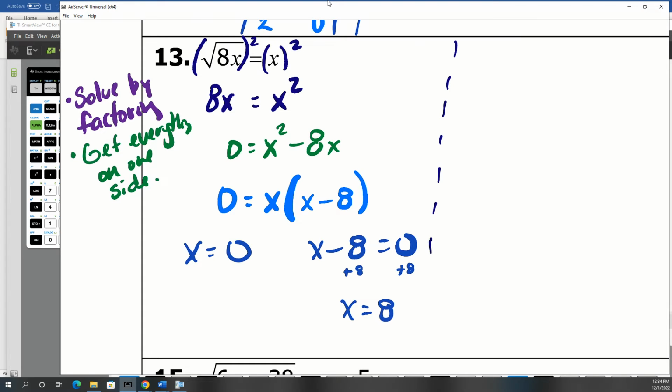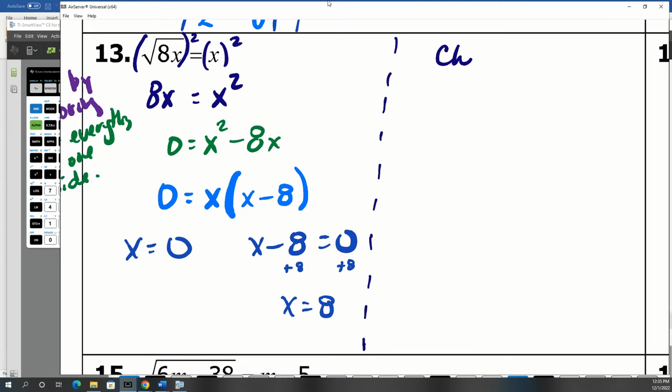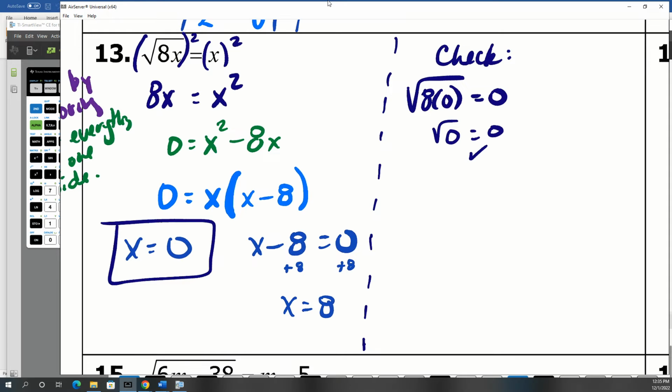Now on these that have 2 answers, it's possible that they're both answers, or one of them could be extraneous and the other one works, or they both could not work. So we still need to check with the original problem. This one we can kind of check in our head, I think. 8 times 0 is 0. Is the square root of 0 0? Yes. So 0 is good.